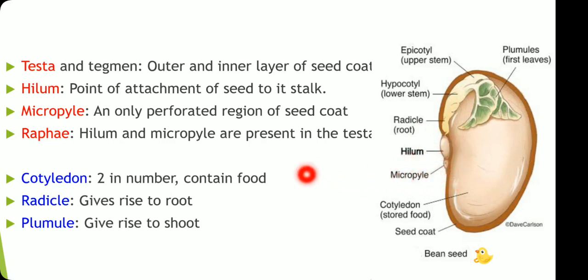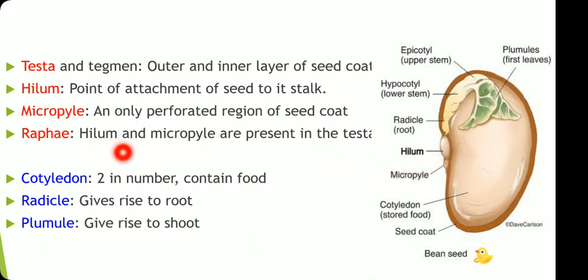Then the next one is micropyle. If you remember, what is micropyle? It allows entry of pollen tube into the ovule. The place which allows entry of pollen tube into the ovule is called micropyle. For fertilization, it is really important, and for germination also it is important because it allows entry of water. It is a porous structure, a single pore present in the seed. It allows entry of water, and also allows gaseous exchange or diffusion of gases.